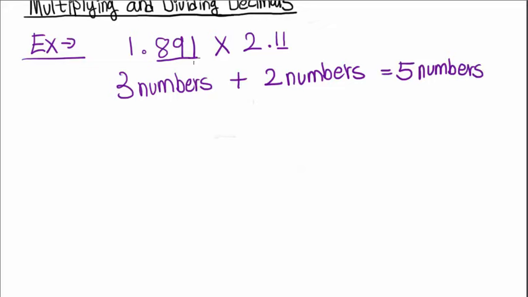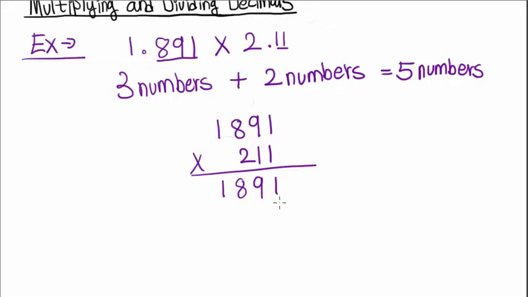Now I can set this product up over here without the decimal like this. When I do that, I get 1 times this whole term over here, 1891, which will simply give me 1891.